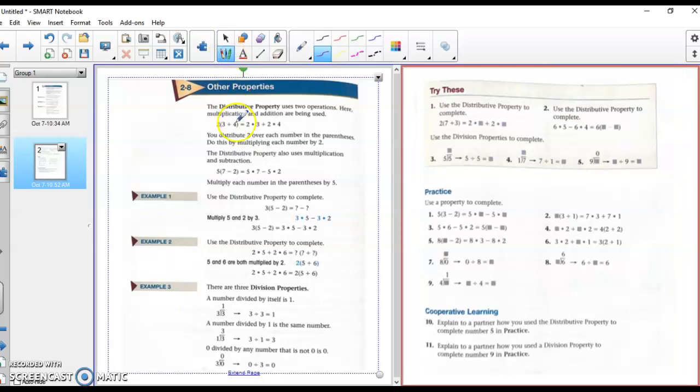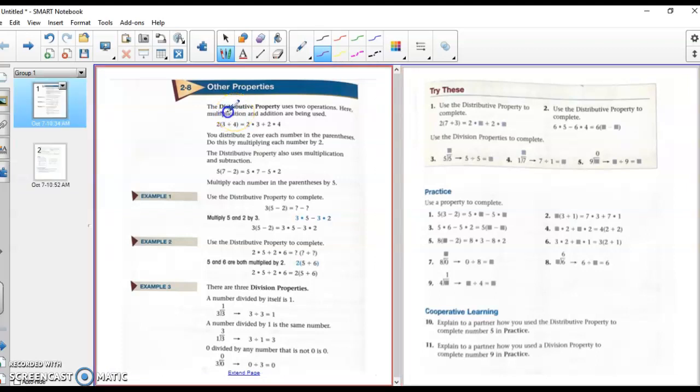All right, we are in chapter 2, section 8. This is other properties. And really, what we're looking at today is something called the distributive property. What's important about this is you're going to be using the distributive property when you get into ninth grade Algebra 1. The more practice you utilize, the better you'll be when the time comes for you to utilize that in class.